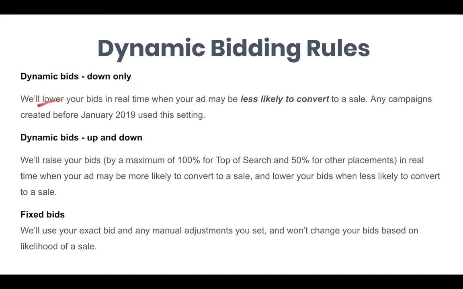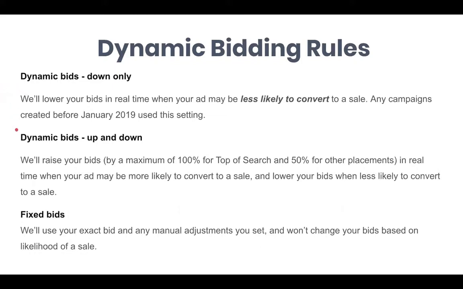In Amazon's own words, they say, "We'll lower your bids in real time when your ad may seem less likely to convert to sale." So any campaigns that were created before January 2019 use this setting. Amazon never told us this, but they revealed this fact to us this year. But so far they had been using this strategy, which means that they will always reduce your bid when there is a less likelihood of a conversion.